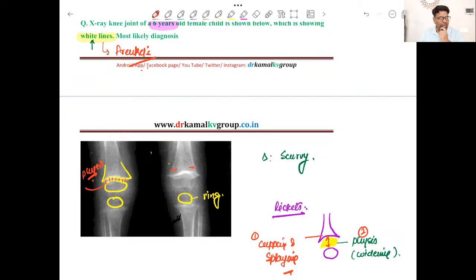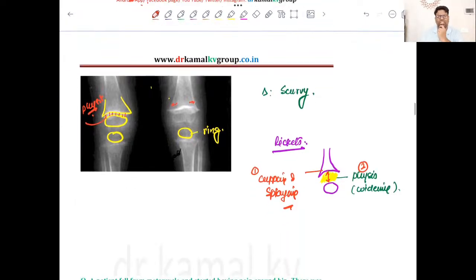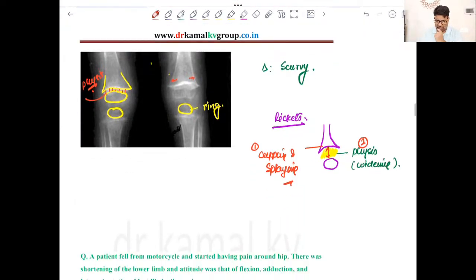So I hope that will clear your doubt. And to be perfect in these kind of questions, it's better you look at 50 X-rays of scurvy and 50 X-rays of rickets, and after that you will be perfectly fine, I guess. It's just a matter of practice, I would say.